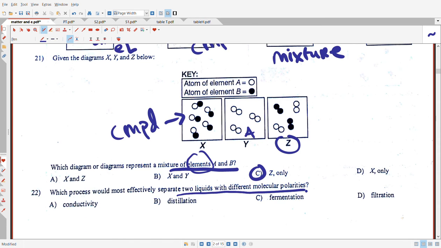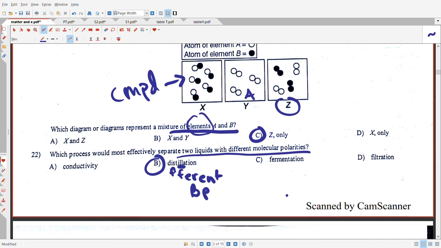How do you separate two liquids? Distillation, which means different boiling points, it's right in the word, and it's how you separate L from L, liquid from liquid.